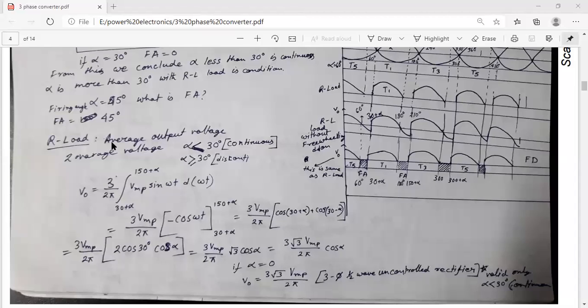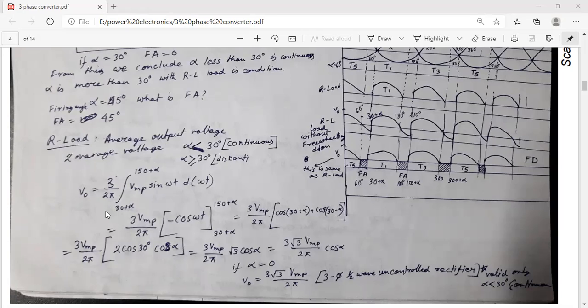Okay, so for R load, average output voltage, two average voltages: alpha less than 30 degree, that is continuous, and alpha greater than 30 degree, that is discontinuous. So the average output voltage will be equal to 1 by 2 pi by 3, that is 1 by total time of conduction. 2 pi by 3 means that is 120 degree. 120 degree is our conduction period. So 1 by 2 pi by 3, that is 120 degrees, considered as the total time of conduction.